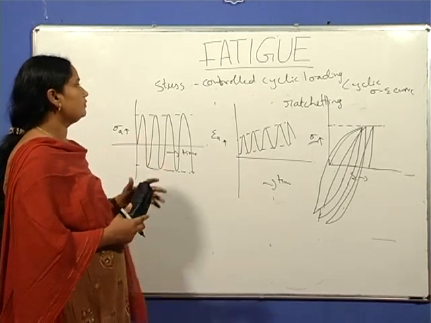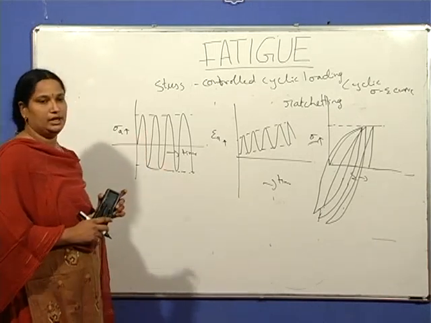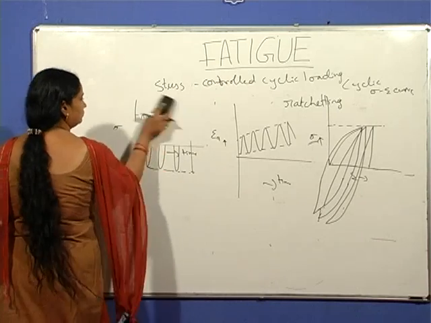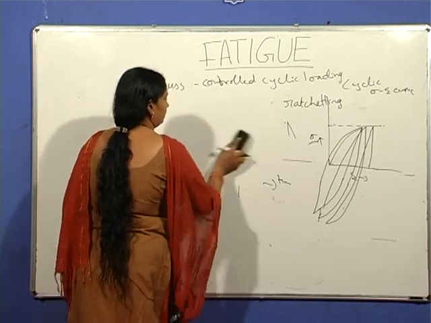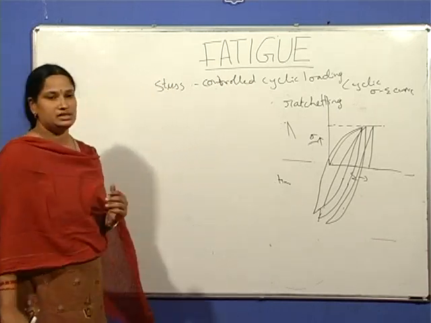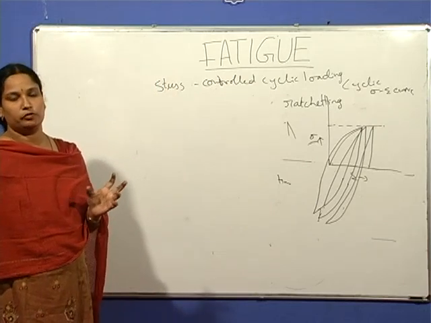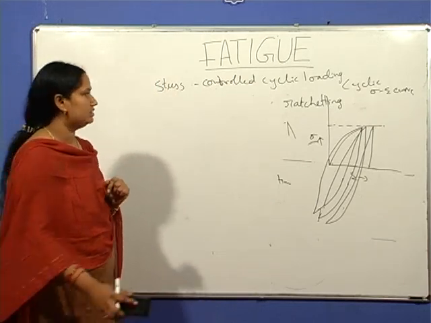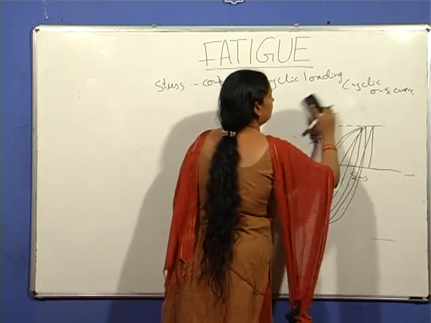So this is for the case of stress controlled cyclic loading. Again, the reasons can be attributed to that of dislocation microstructure in the case of stress controlled cyclic loading.